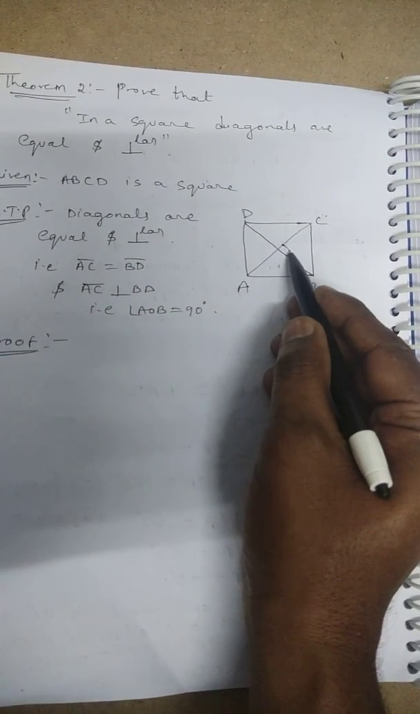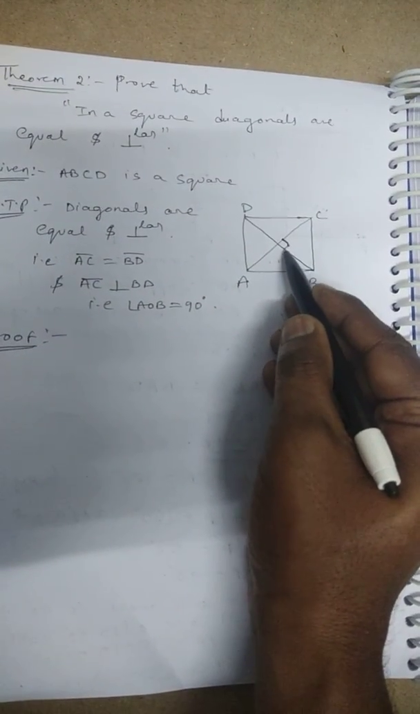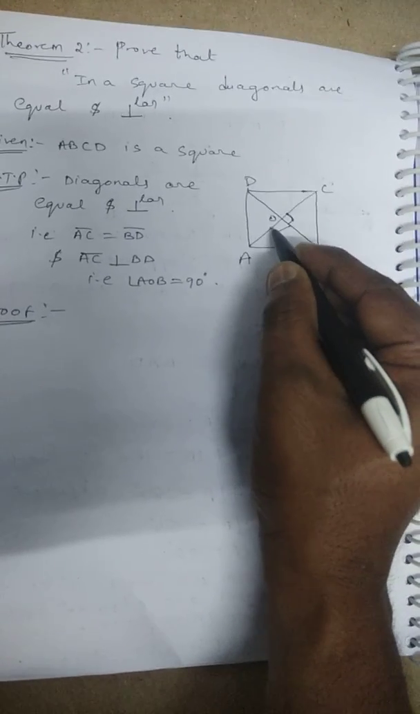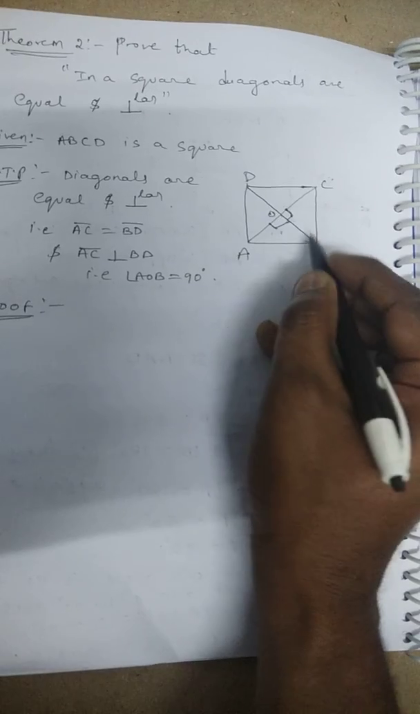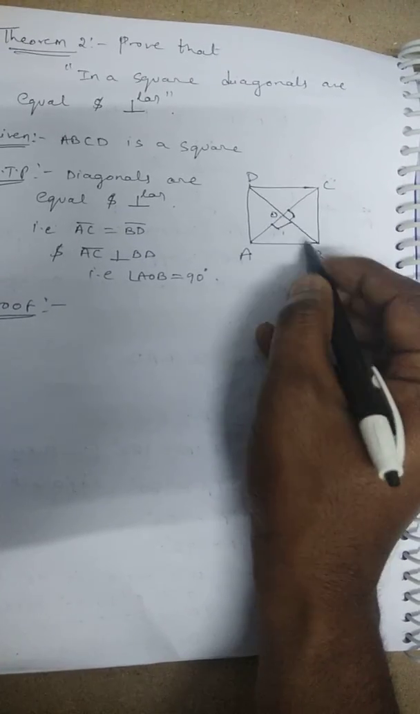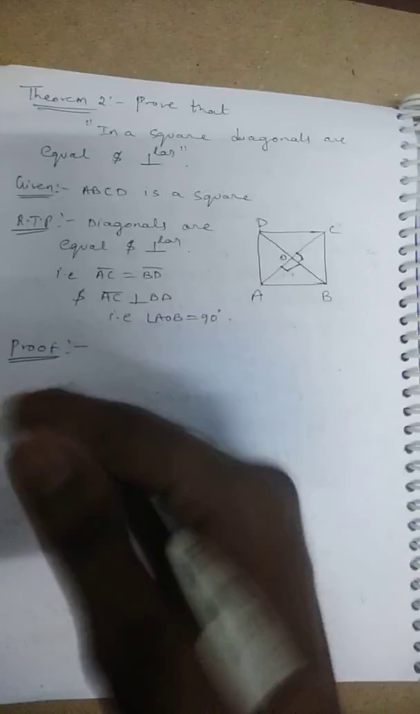We also need to prove that the diagonals are perpendicular. That means we have to prove this angle. If I prove one angle is 90 degrees, it's enough. If I prove angle AOB is 90 degrees, that means the diagonals are perpendicular to each other. So let us prove this one.